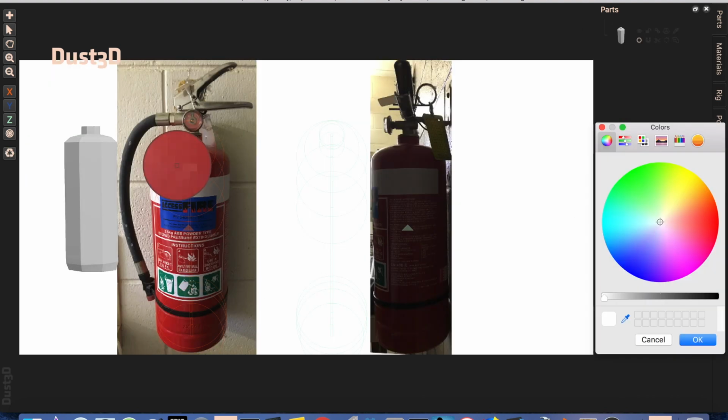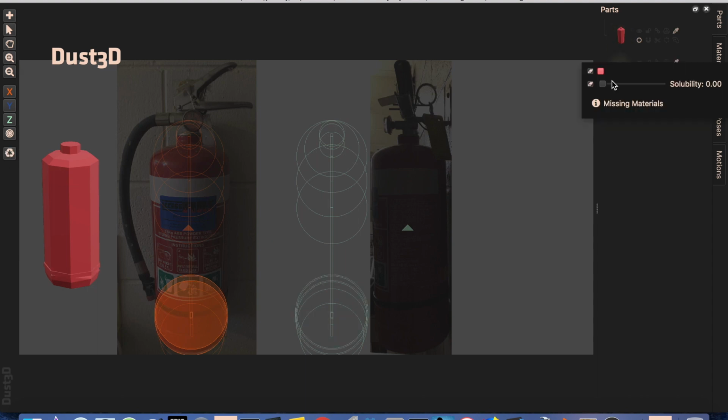Please enjoy the full progress of modeling a fire extinguisher.